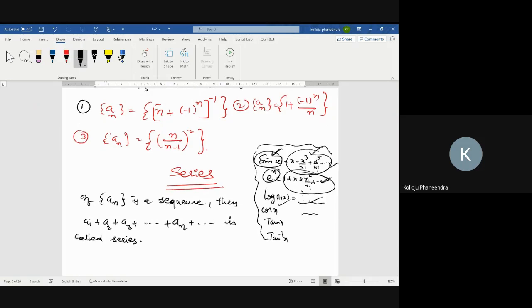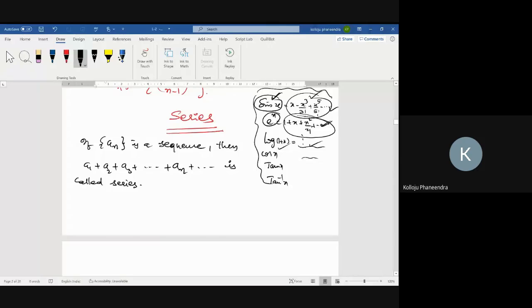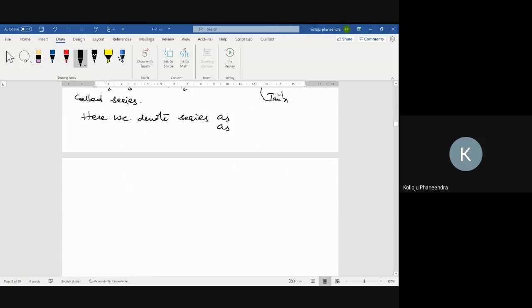Just take the summation of the terms of the sequence; that is called series expansion. Here we denote the series as sigma an, n from 1 to infinity. What is that? First term a1 plus a2 and so on, plus an and so on. This is the notation for this series.